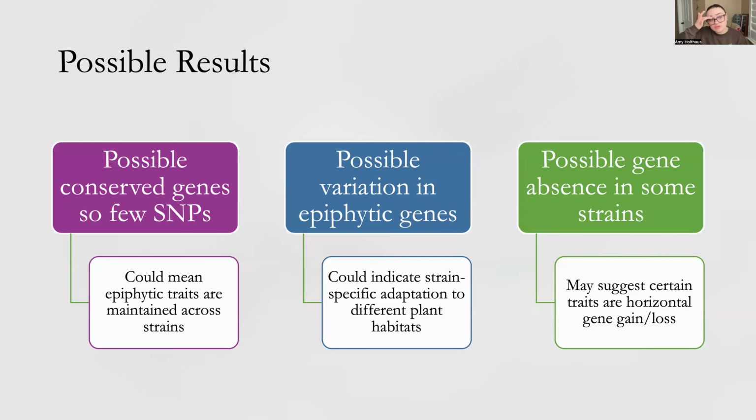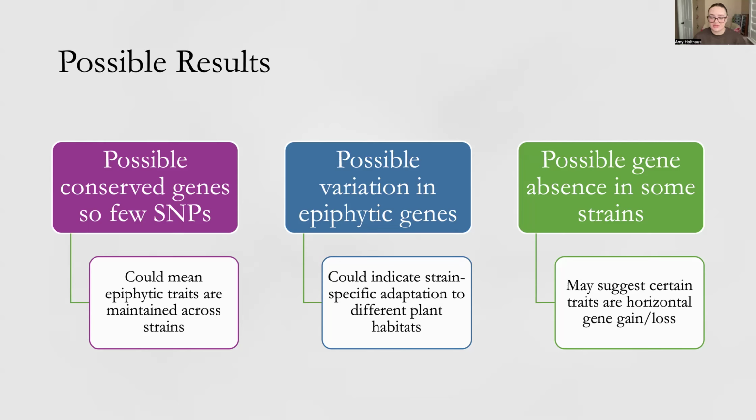And then some possible results. I could see that maybe the genes are conserved, so very few SNPs are present, which could mean that the epiphytic traits are maintained across the strains or the species. And then I could also see variation within those genes, which could indicate certain adaptations to different plant habitats, maybe.